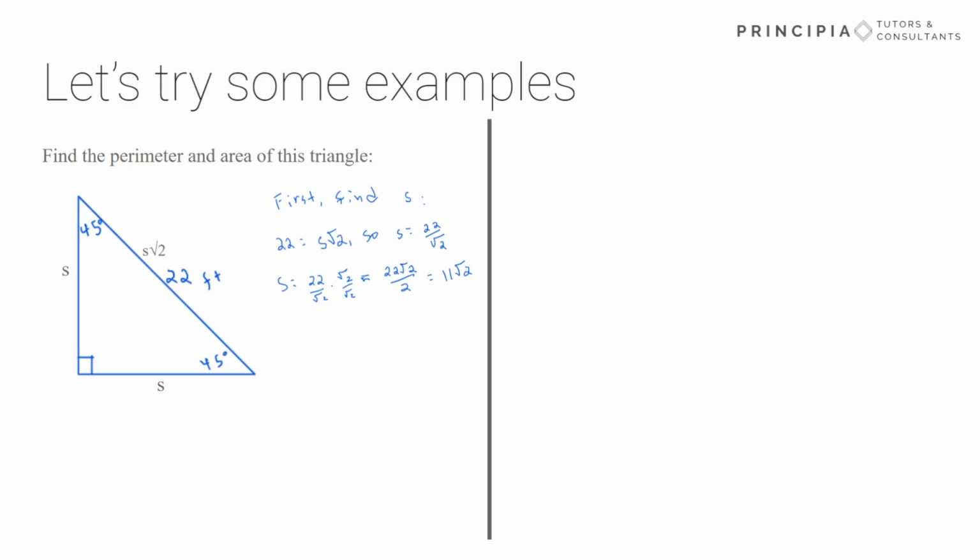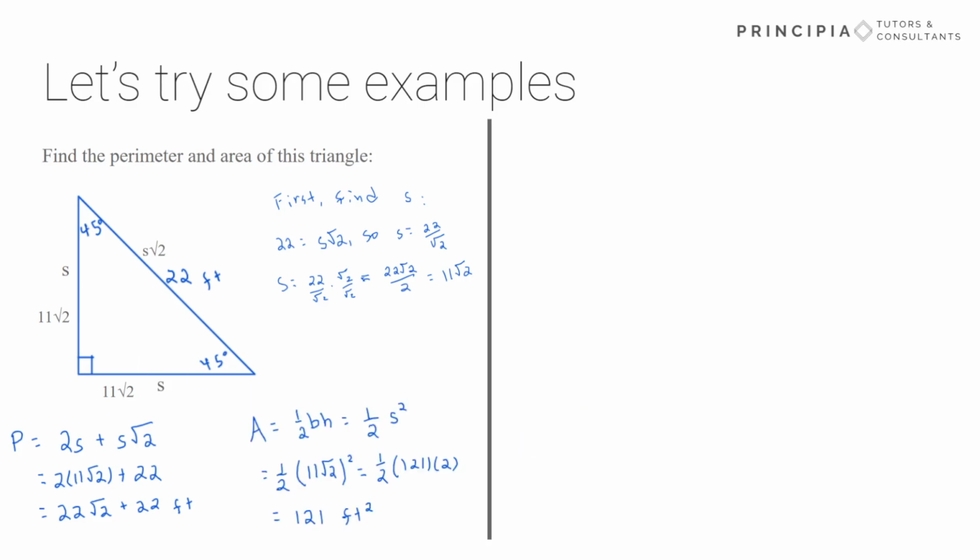And since the s's are equivalent here, they would account for both of those legs. So now we can find the perimeter by doing 2s plus s root 2. Multiplying the 2, distributing it, you get 22 root 2 plus 22 feet. And then the area, since that would just be 1/2 of side squared, we multiply all that through, we'd end up with 1/2, 121 times 2.